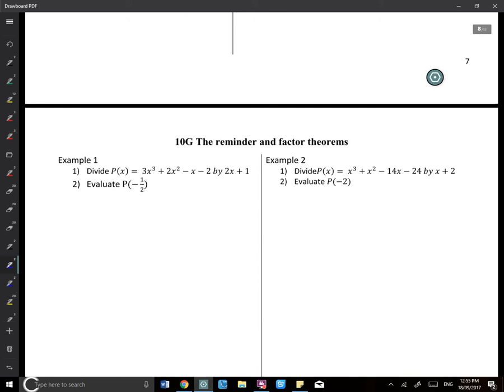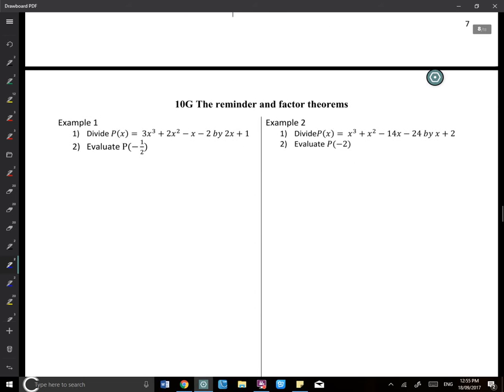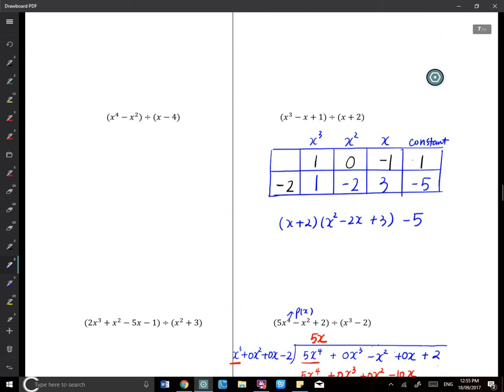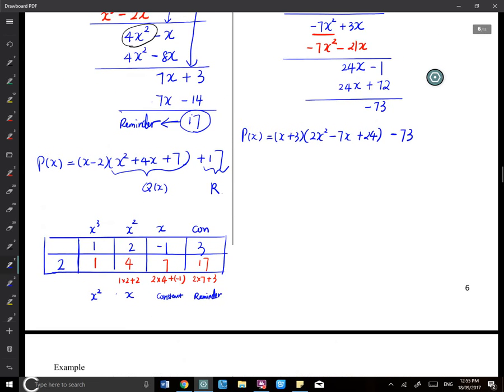We're studying 10G, which is called the remainder and factor theorem. So have a think about what we have learned before. It's all connected together after last lesson. Last lesson we learned basically two methods for polynomial divisions.